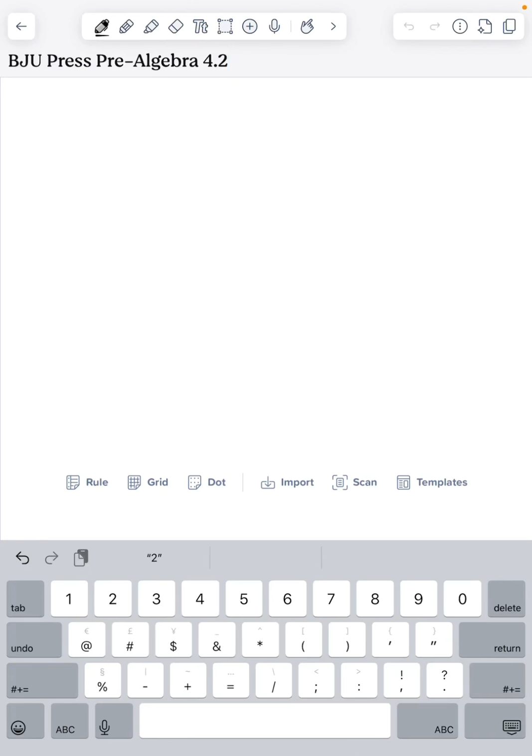Hello everybody, today we're doing BJU Press Pre-Algebra's section 4.2. It's titled Greatest Common Factor, and we're on page 175 in the book.